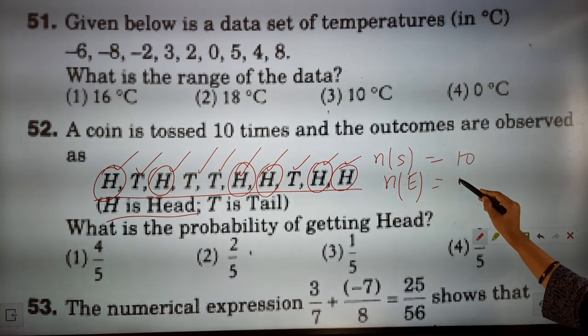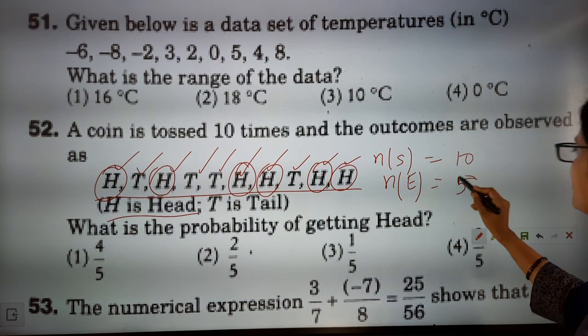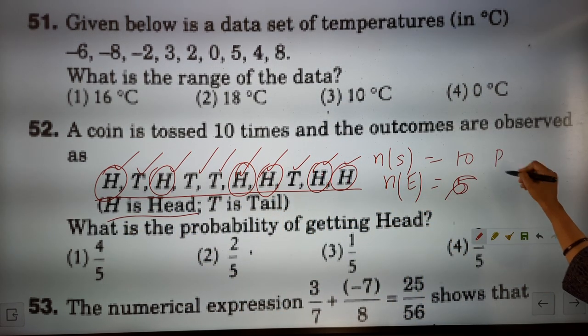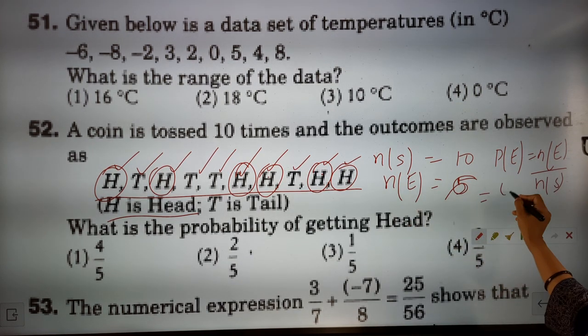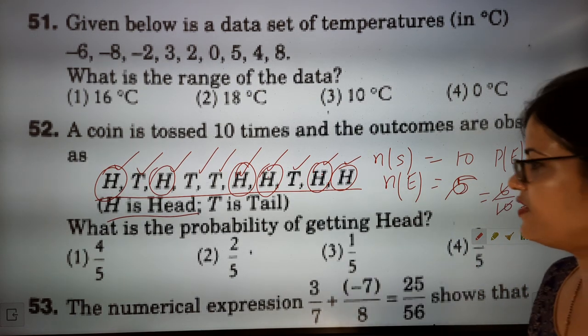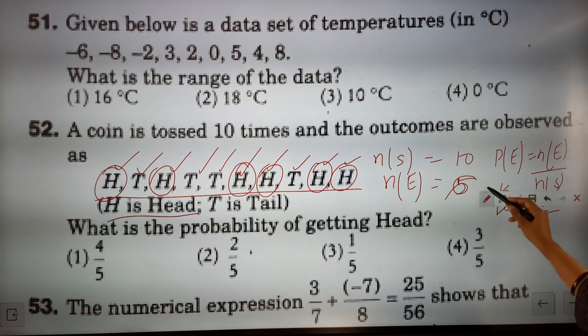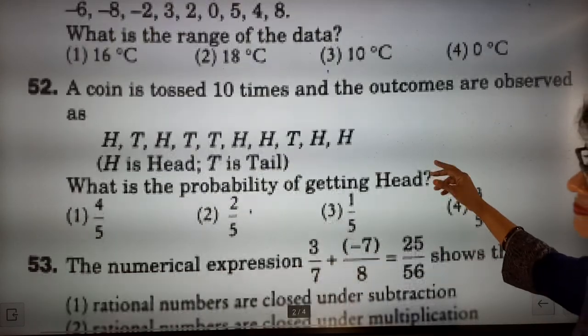So the probability formula is, how many times is it coming? 1, 2, 3, 4, 5, 6. So it is coming 6 times. So probability formula is event by sample space. What is the event here? Event is 6, sample space is 10. So it is coming 3 by 5. 3 by 5 is an option, and 3 by 5 means the fourth answer is exactly the correct option.